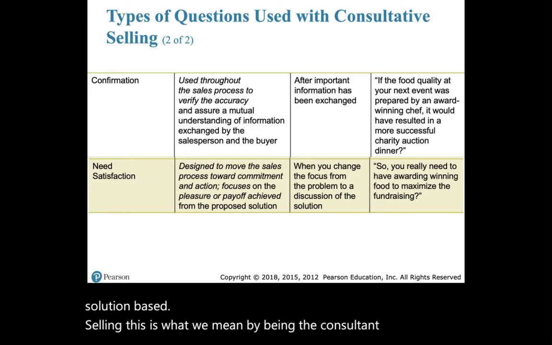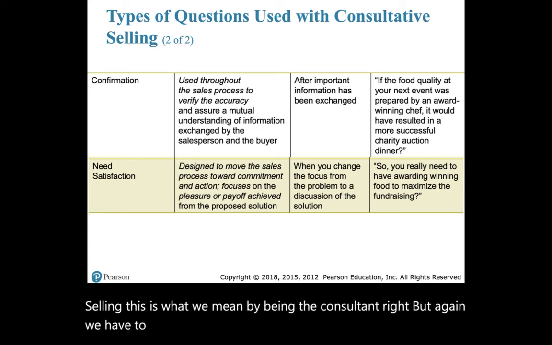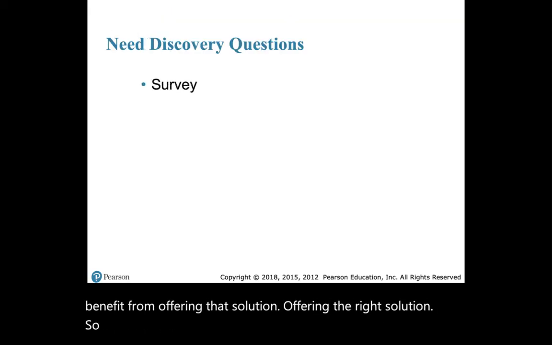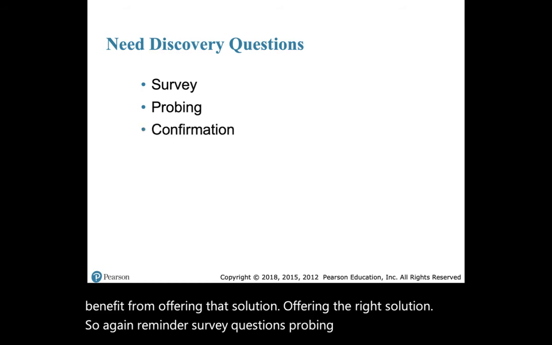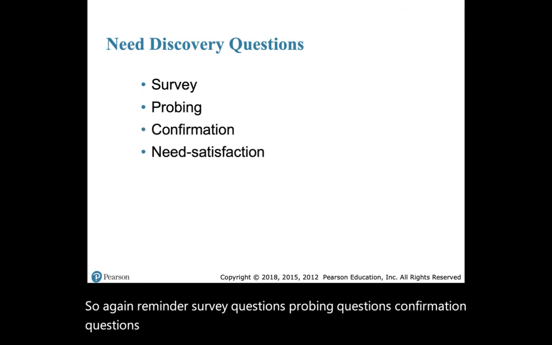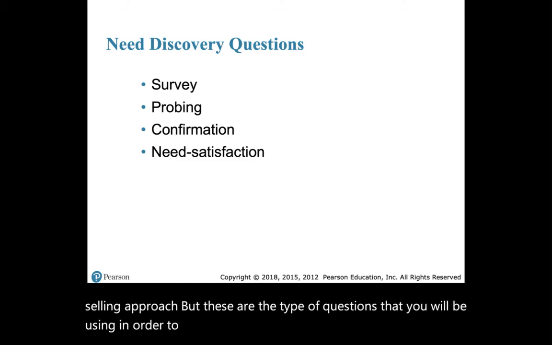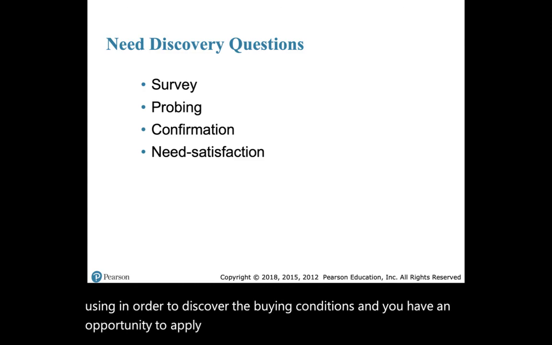But again, we have to understand the situation first before we can benefit from offering the right solution. So again, a reminder: survey questions, probing questions, confirmation questions, and finally, need satisfaction. Very similar to the SPIN selling approach, but these are the types of questions that you'll be using in order to discover the buying conditions, and you'll have an opportunity to apply these through your role play.